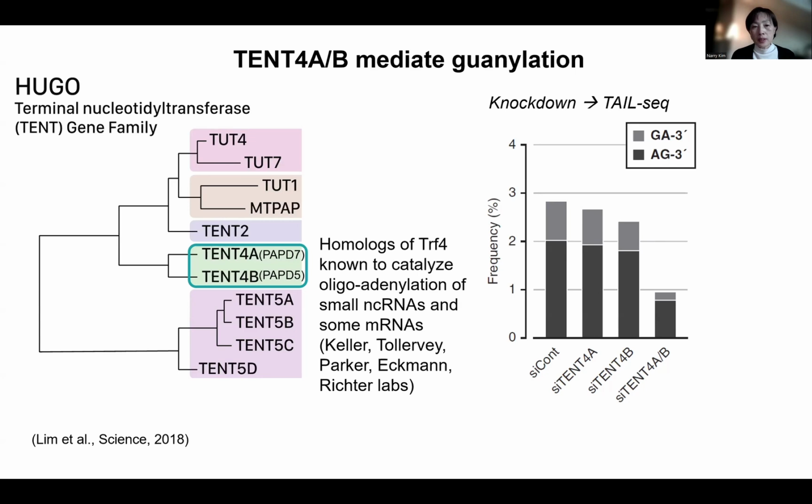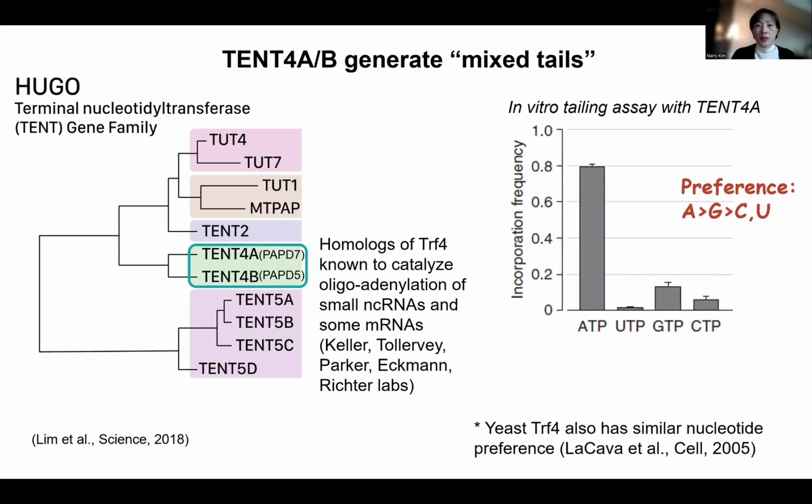But this was puzzling at the beginning because the TENT4 proteins, also known as PAPD7 and PAPD5, are homologs of TRF4, which is known to catalyze oligoadenylation of small non-coding RNAs and some messenger RNAs. But later we figured out that in fact these enzymes are rather promiscuous. They incorporate not only adenosine but also other nucleotides as well, although there is a strong preference for adenosine.